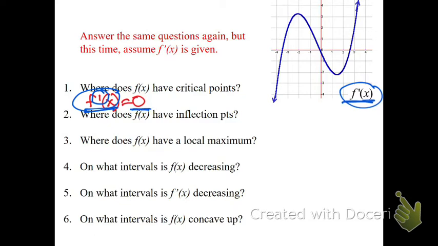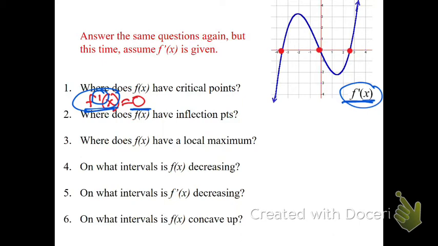Okay, so height of 0 would be these guys. Whoops, hold on. Height of 0 here, here, and here. Those are my critical points. They no longer look like maxes and mins because I don't have the original function. Okay, now I'm going to move on to number 3.